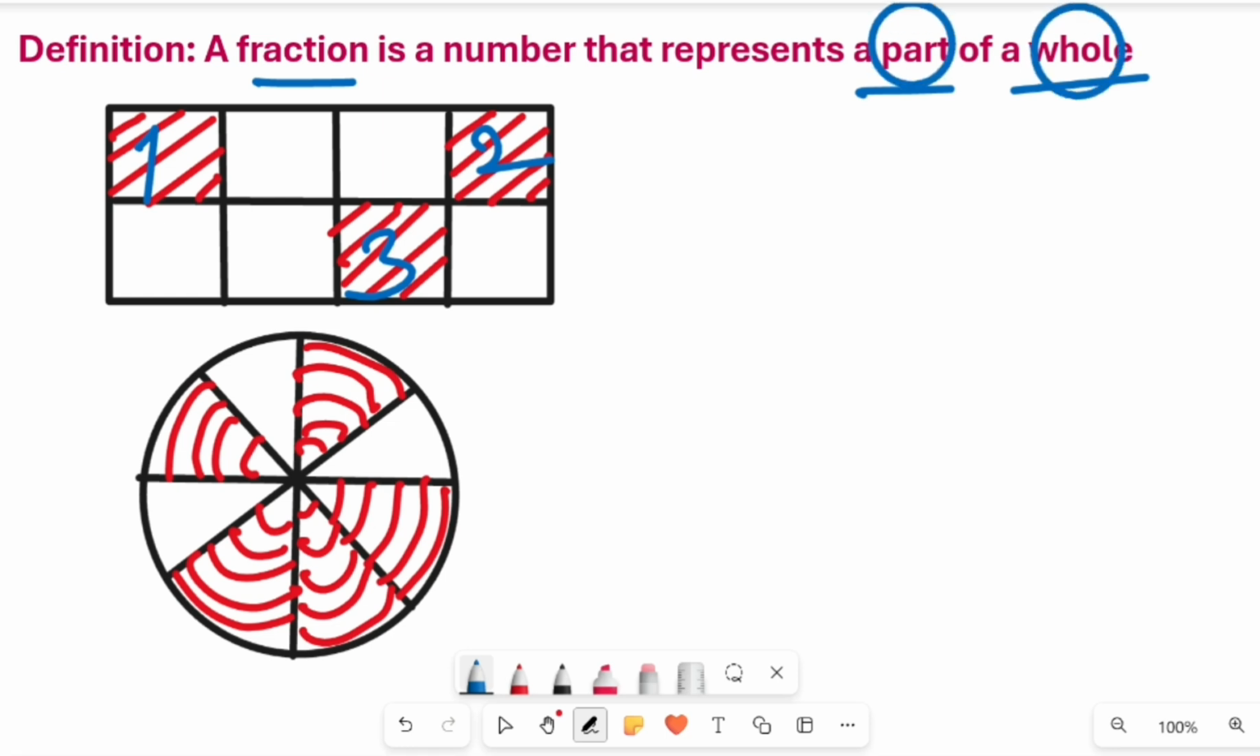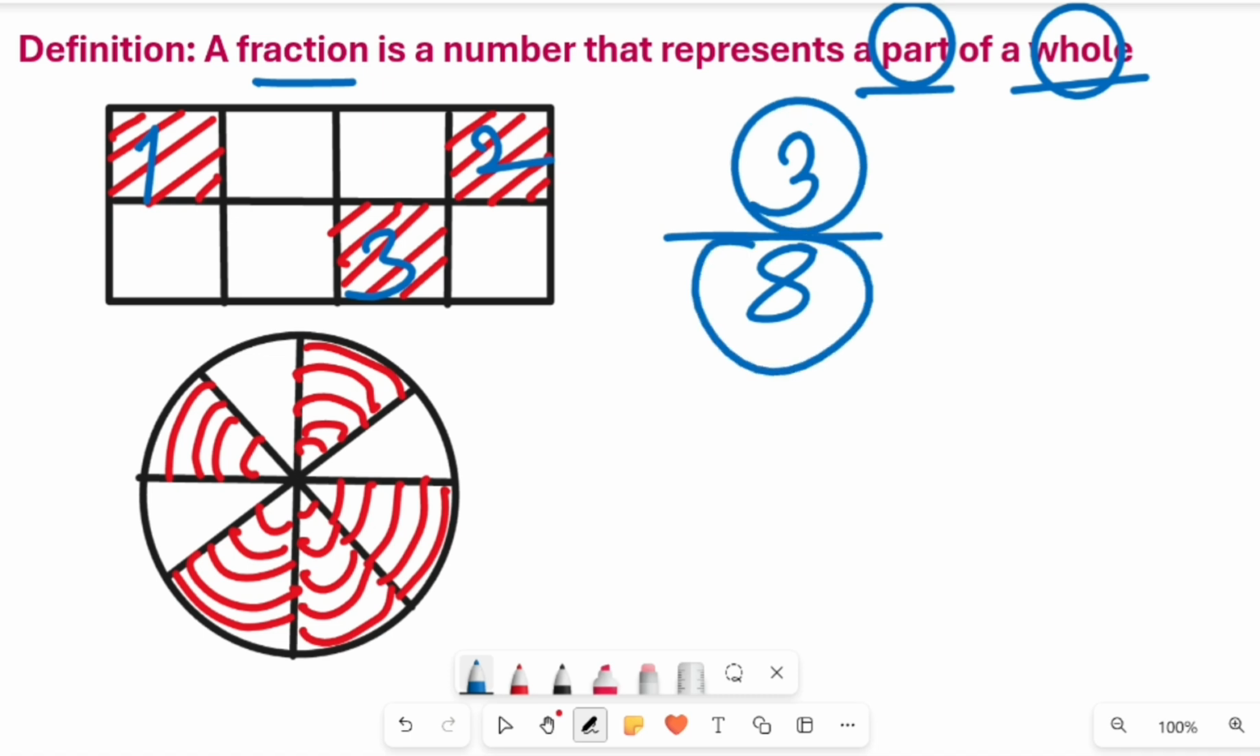The shaded part is 1, 2, 3. So 3 is the shaded part, and the total, the whole, is 8 parts. So 3 by 8 is a fraction. A fraction is a number that represents a part of a whole.